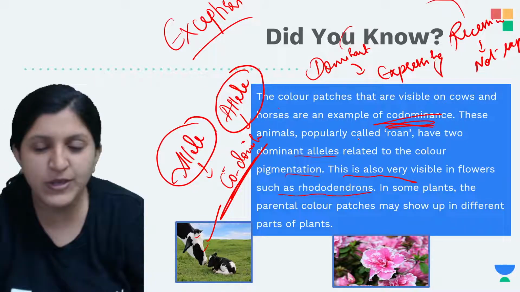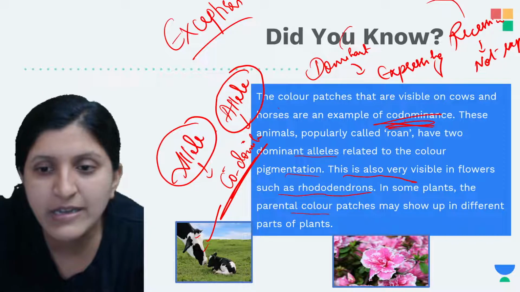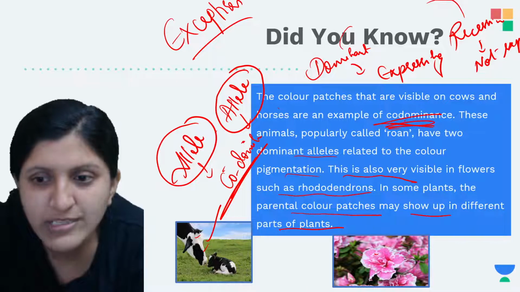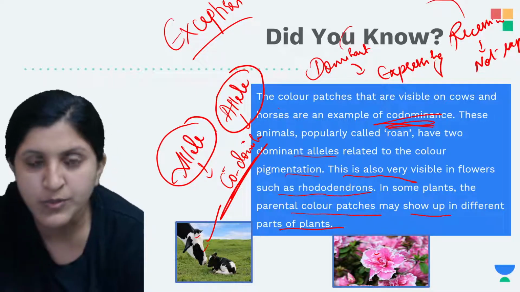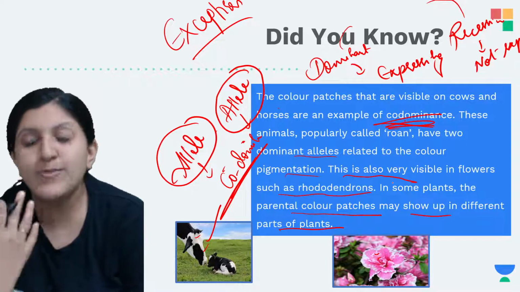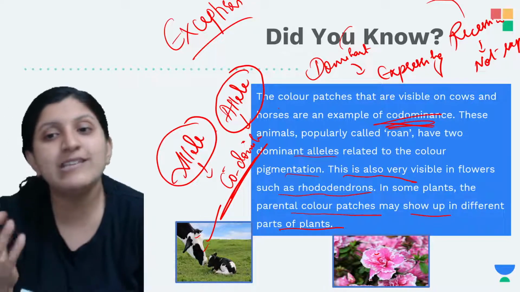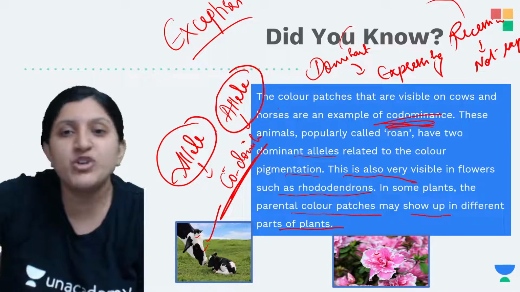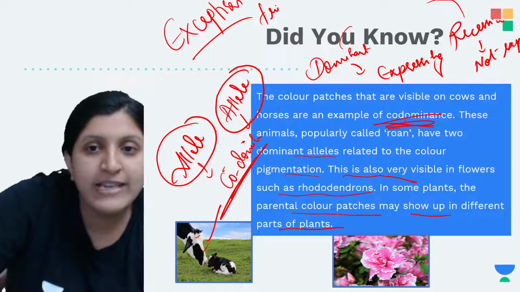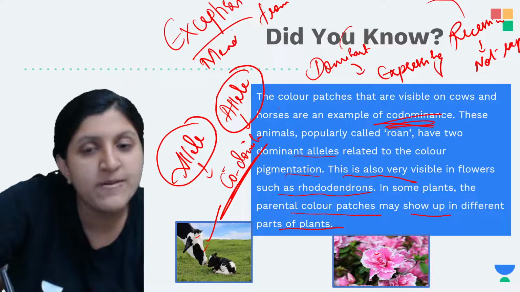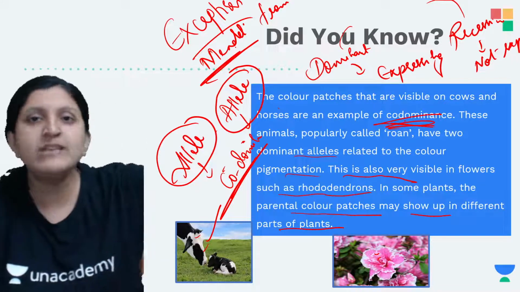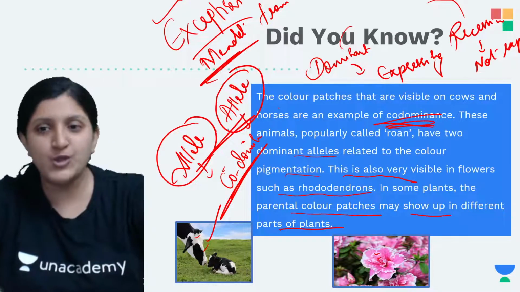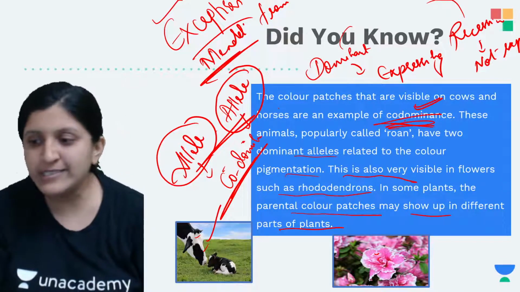it is basically a codominance, okay. In some plants the parental color patches may show up in different parts of the plant. So you can see white color also, you can see red color also. That is because both of the genes are expressing themselves, and that's the reason we call it codominance. This is an exception from Mendel's laws. Mendel's law says there is one dominant and one recessive. That is why this is an exception, where both of them are acting as dominant, and that we call codominance here.